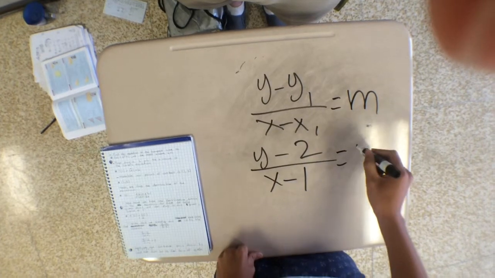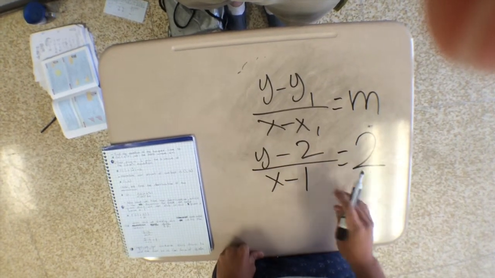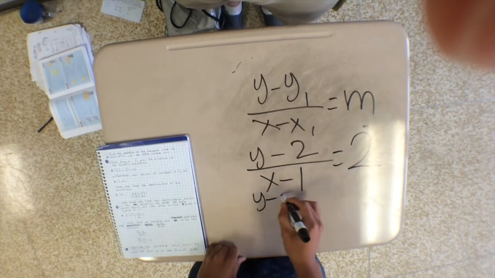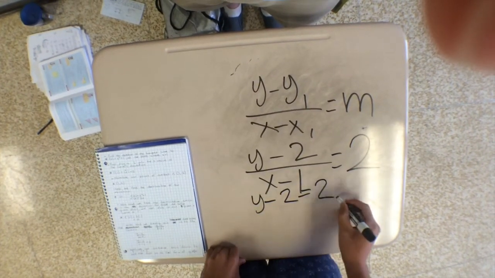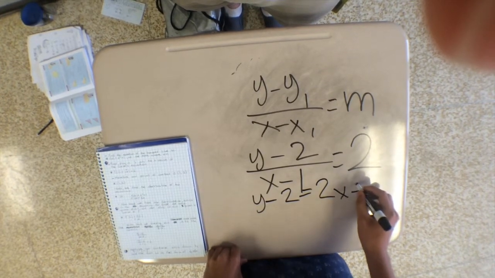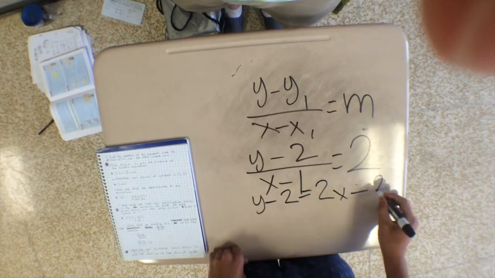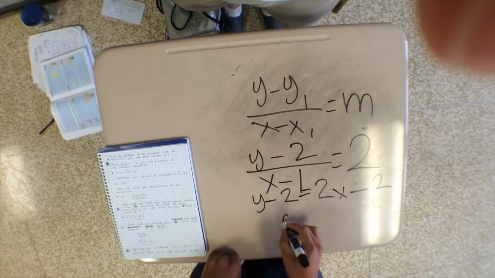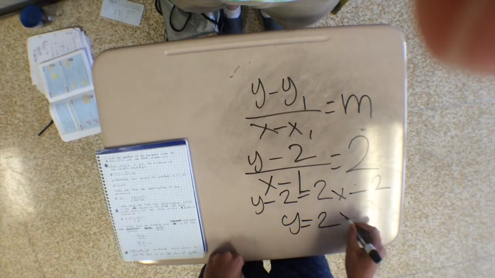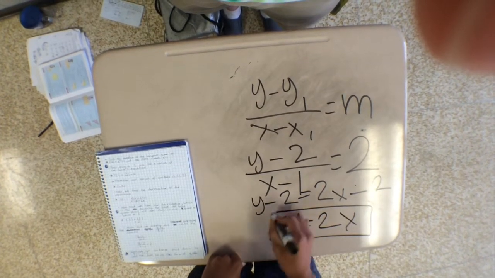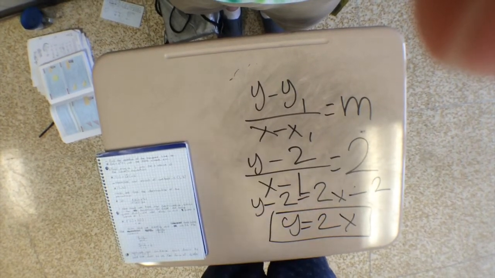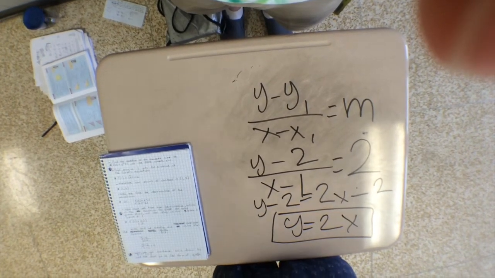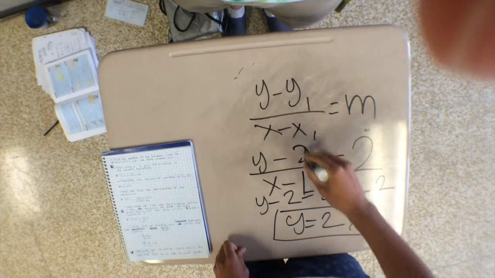So in this equation, like we found out, it equals 2. Now we can condense this down to y minus 2 equals 2x minus 2. And then we can condense that down even more into its final form of y equals 2x. And that, ladies and gentlemen, is the equation of the tangent line to f of x equals x squared plus 1 at the point where x equals 1.